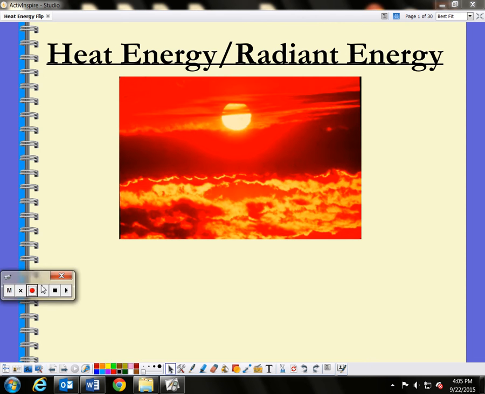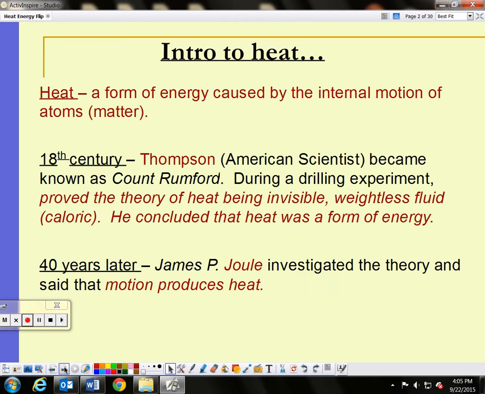Okay, today we're going to talk about heat energy or radiant energy. Now, you need to know the definition of heat. That is a form of energy caused by the internal motion of atoms. Somebody way back in the 18th century, Thomson, also known as Count Rumford, proved the theory of heat being invisible, of it being a weightless fluid, and he concluded that heat was a form of energy.